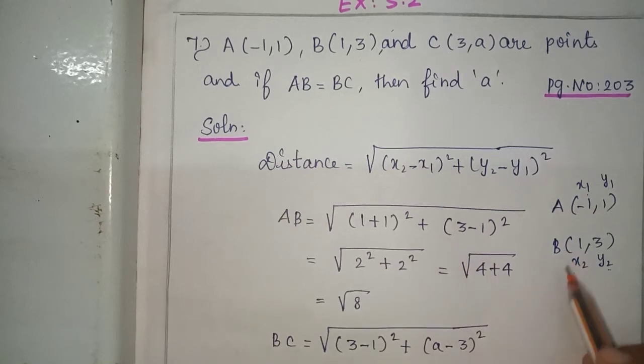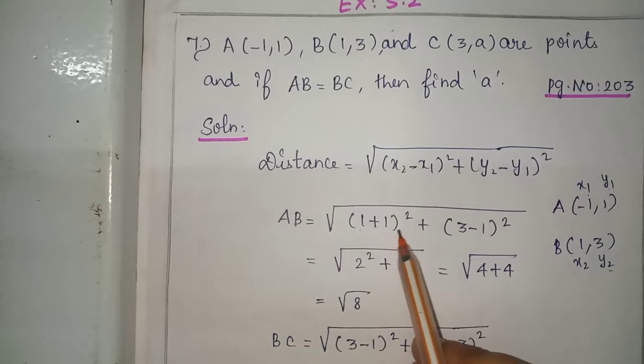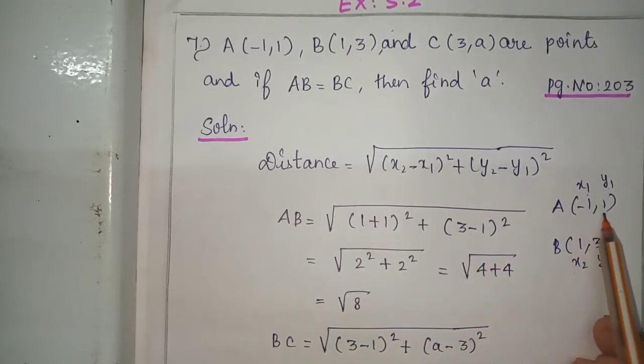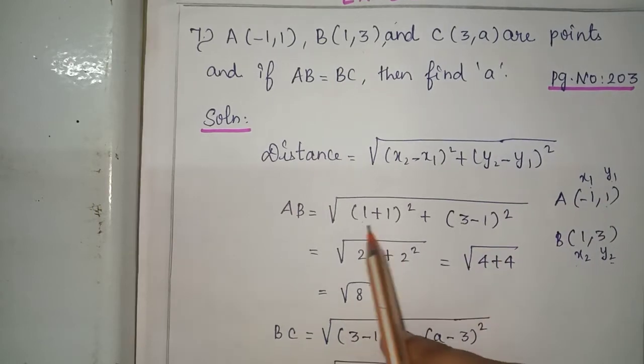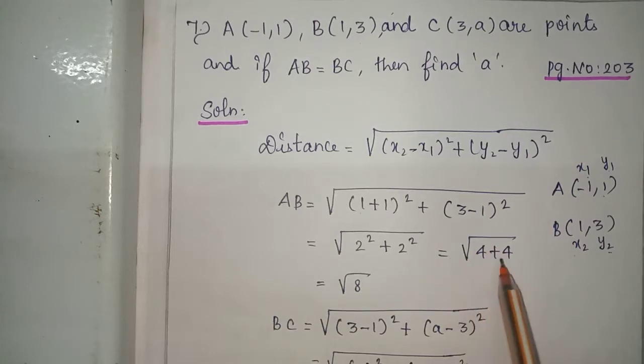So substitute the values. x2 is 1 and x1 is minus 1. So minus into minus is plus, 1 plus 1 is 2 the whole square, plus y2 value is 3 minus y1 value is 1, 3 minus 1 is 2 the whole square, which is equal to root of 4 plus 4, which is equal to root 8.